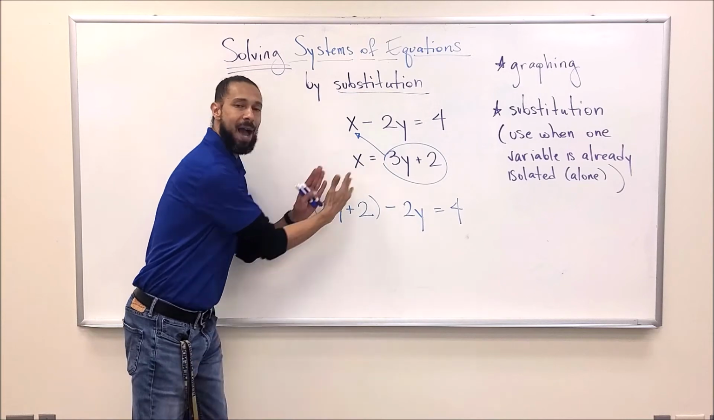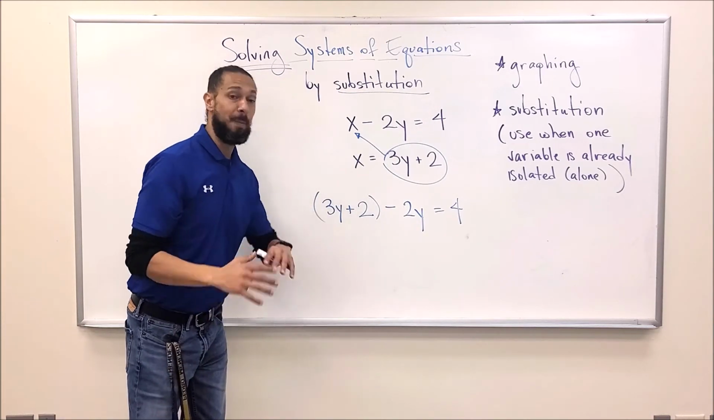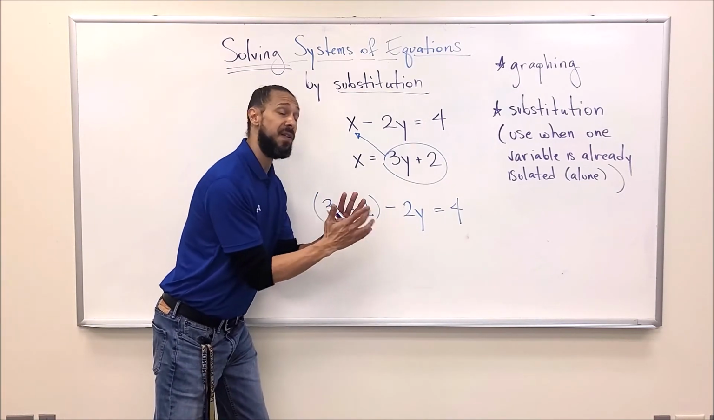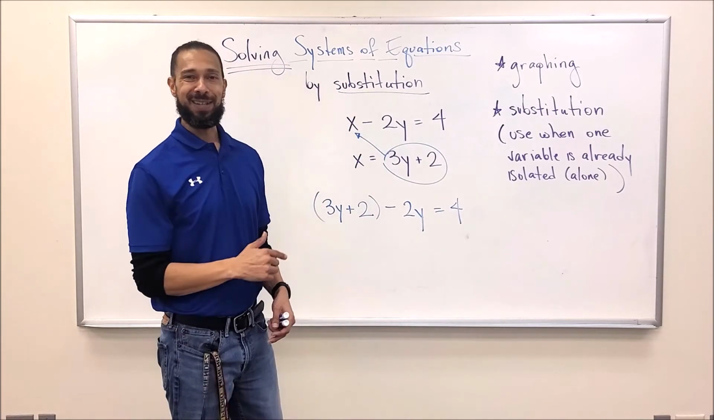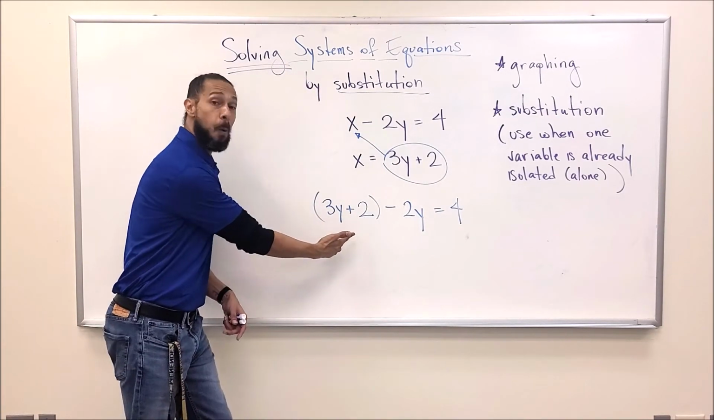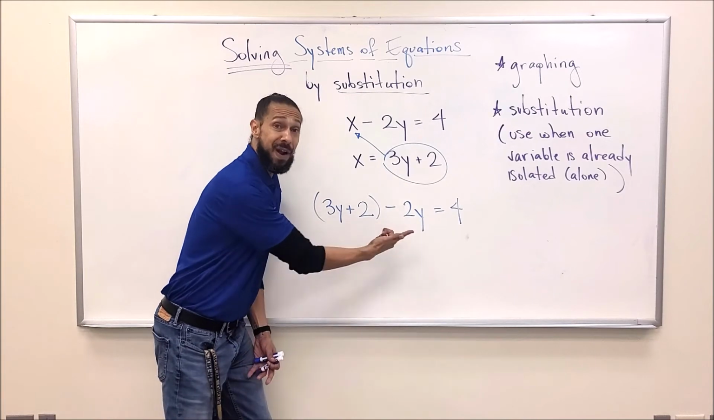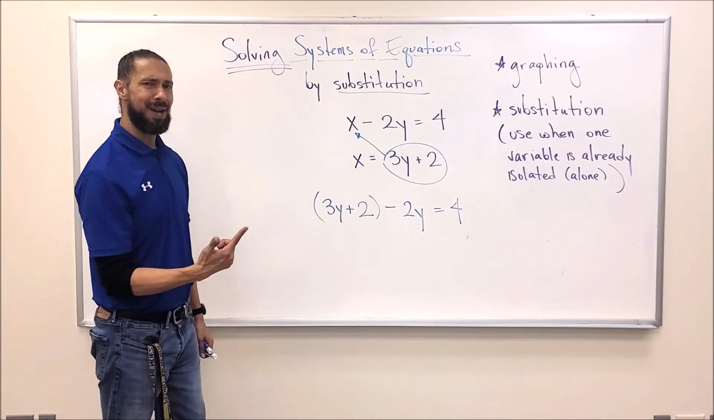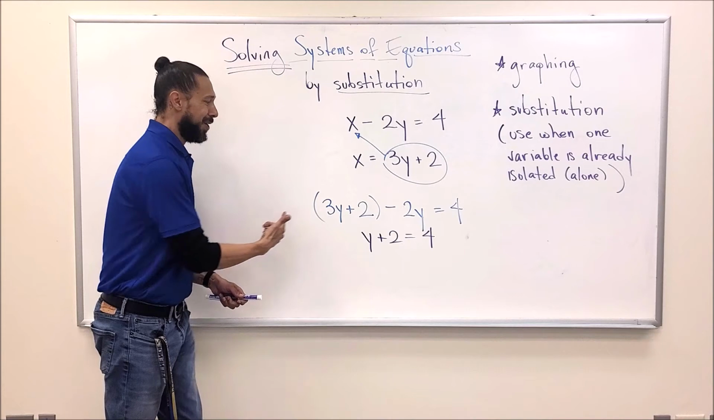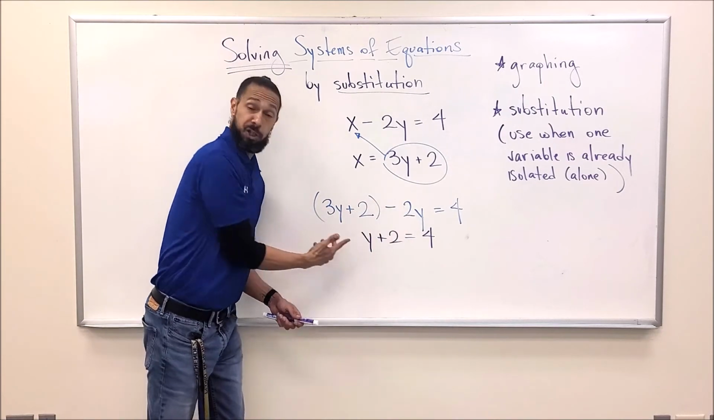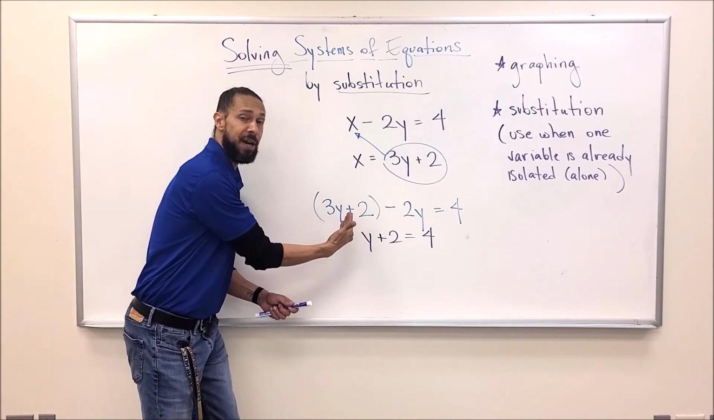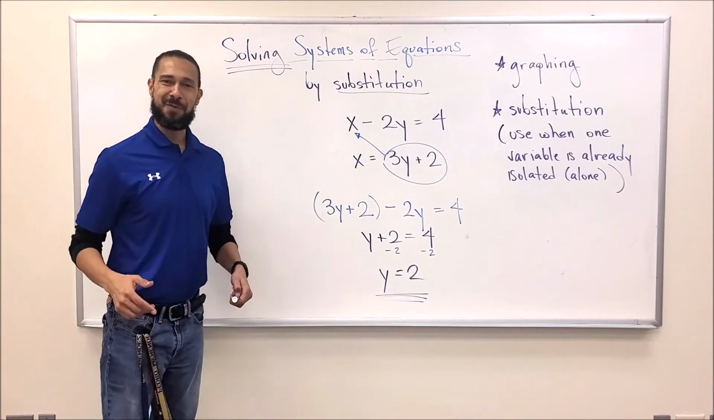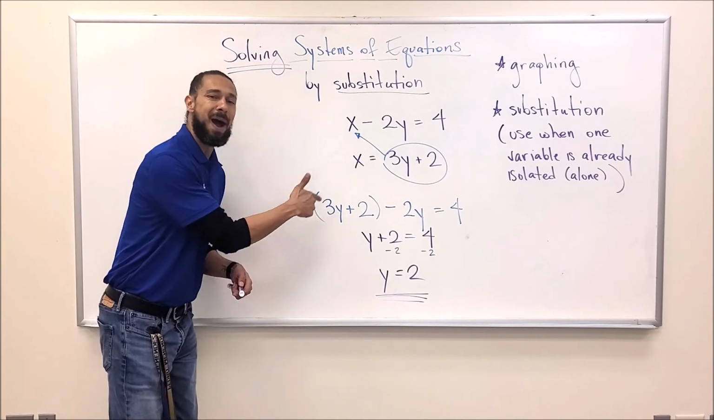Now sometimes it's y that's alone, sometimes it's x that's alone, but whichever one is isolated and by itself, that's the one you're gonna replace. Now look, I got one equation with one variable. I can solve this. Let's combine some like terms. 3y minus 2y is y. I still have the plus 2 over there, and now I can subtract 2 from both sides. That gives me my y value.